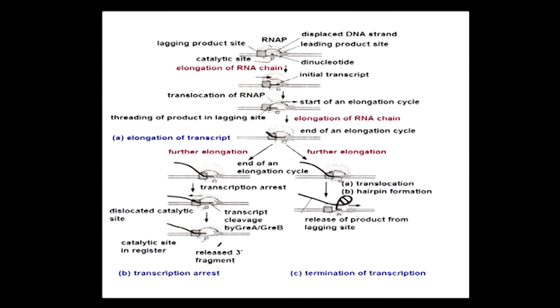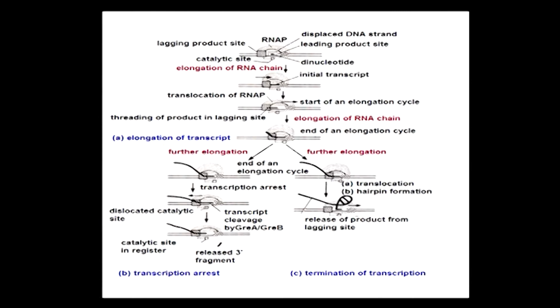RNA polymerase is assumed to have one site for DNA binding and two sites for RNA binding, the leading product site and the lagging product site. While the leading product site gets filled with about 10 newly added nucleotides in each successive cycle of elongation, the lagging product site occupies the preceding segment of nascent RNA earlier synthesized.